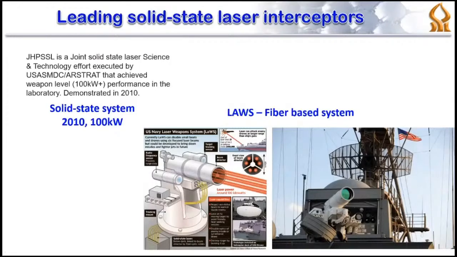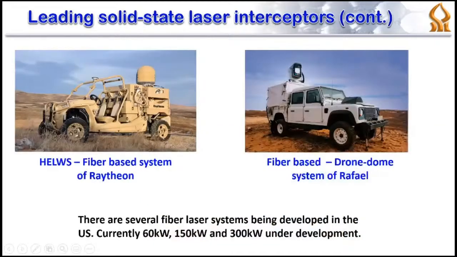Leading solid-state laser interceptors: you can see here on the left the 100 kilowatt system. It's called JHPSSL. This is not the Nautilus, sorry. This is what I talked about before, combining 5 solid-state channels. And here you can see an example of the LAWS system, which has fiber lasers combined on the target. I think this was demonstrated with 30 kilowatts, but here it says they aim for 100 kilowatts. So I don't know exactly the numbers here.